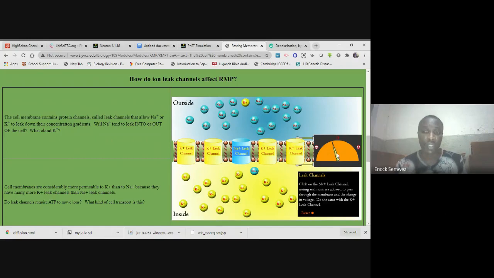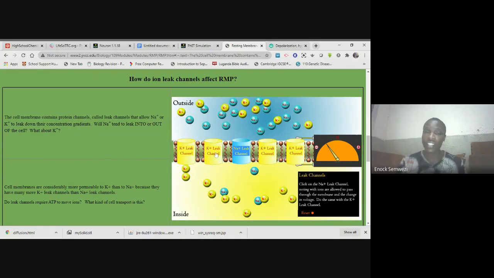And check the potential difference, it is in negatives. Let's try to see what happens when we have these leakage channels. So the sodium will only pass through the sodium ion channel, but let's try to see the potassium. So very many potassium ions can go through different potassium leakage channels that are present on the membrane.